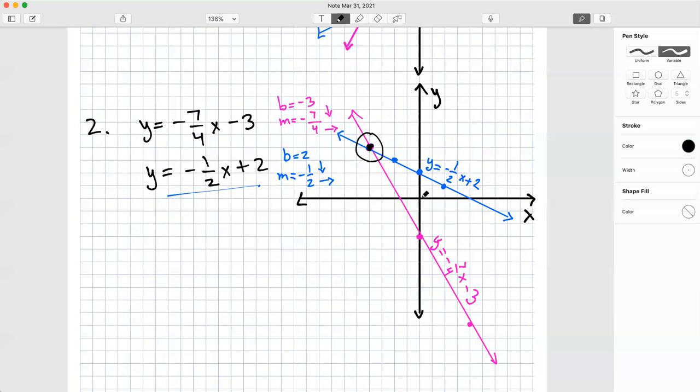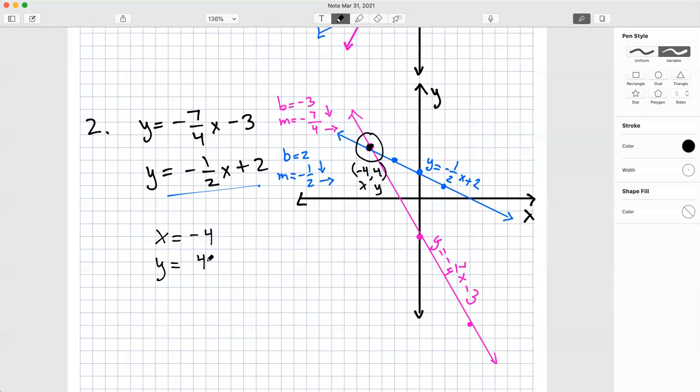So let's name that point. We're going to go 1, 2, 3, 4. Oh, look at that, -4. And then up 1, 2, 3, 4. So (-4, 4). We got some more 4s. So our solution to the system is x equals -4, y equals +4. And we have solved this system of equations.